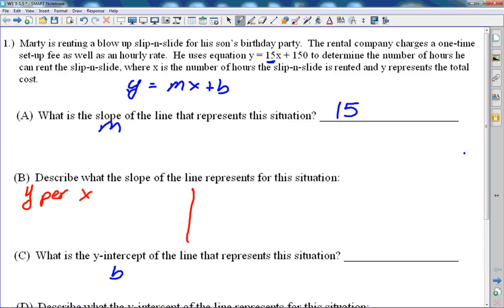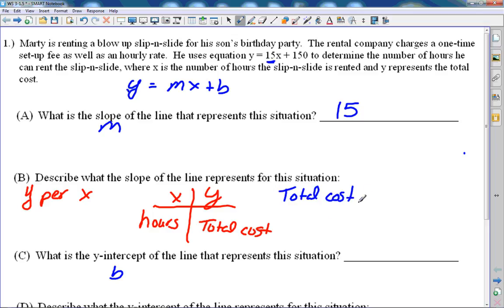Well, if I made a table here and kind of added in my x and my y, it says my x is the number of hours. This will be my hours, and the y is the total cost. So if I use this right here, I would have it as y, total cost, per the x is the number of hours, per hour. So this right here is what your slope means.